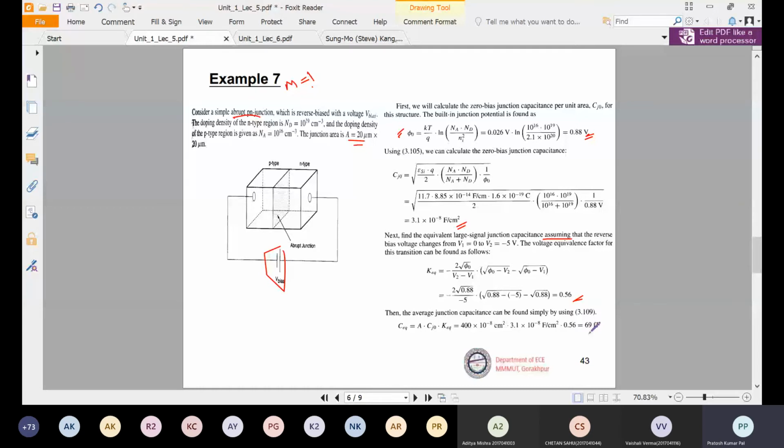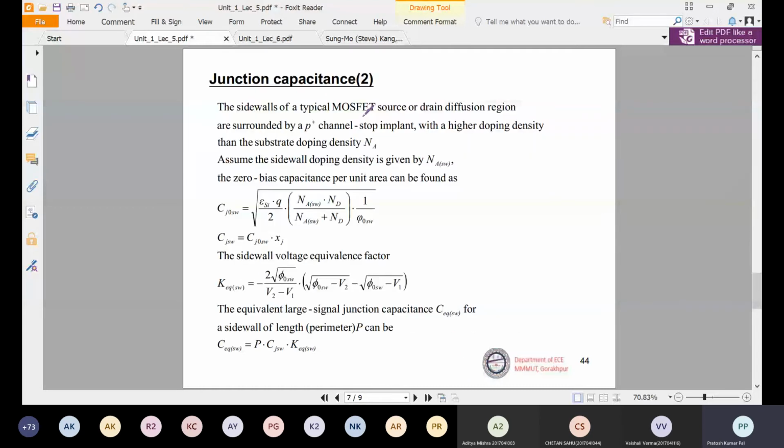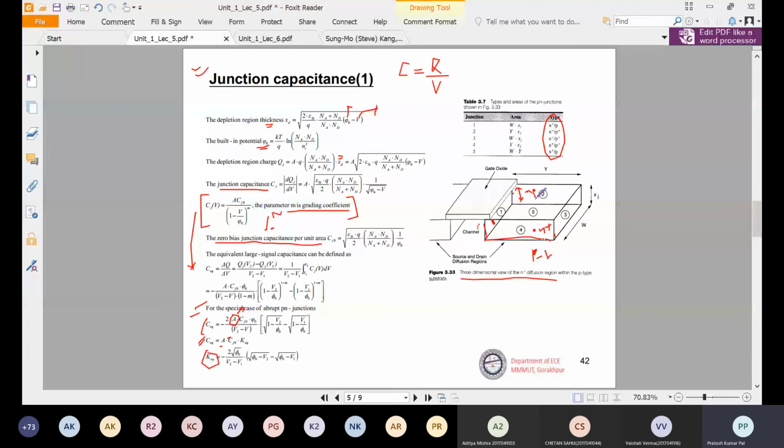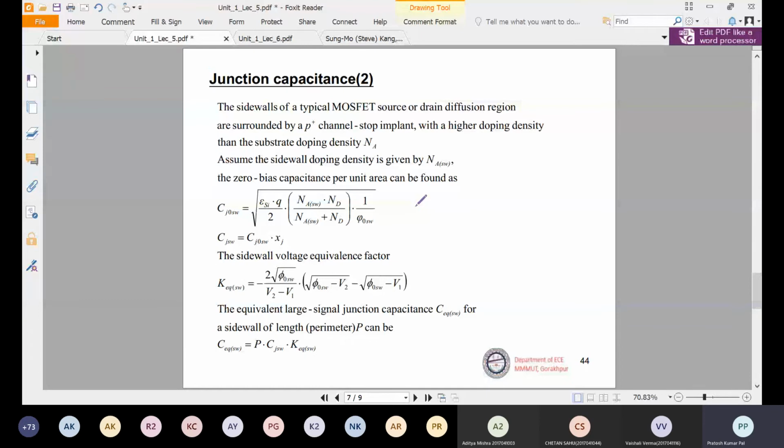Simultaneously we will see the side wall capacitances. In the figure, we have seen that different phases are there. By combining the junction capacitance of each phase, after combining all the capacitances, we get the final equivalent capacitance. These types of capacitances are the side wall capacitances.